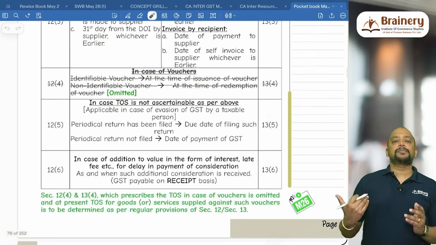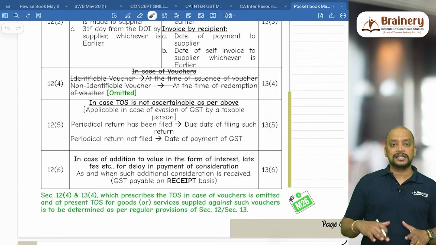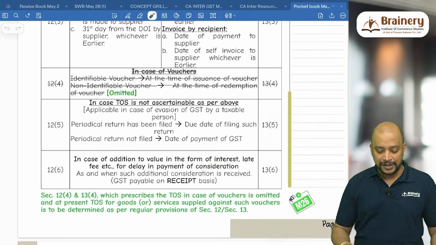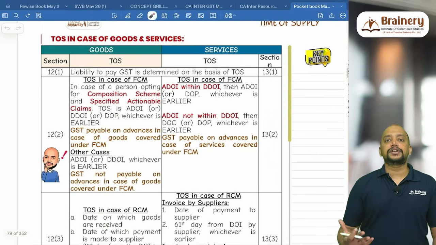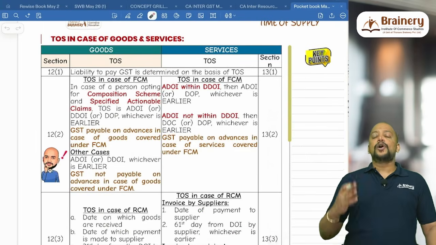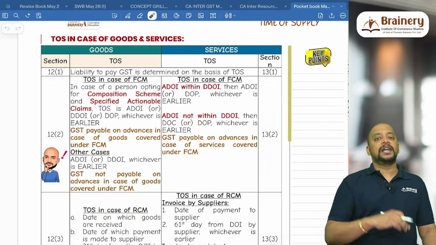Subsection 5, time of supply in residual cases, and subsection 6, time of supply in case of interest, late fee or penalty for delay in receipt of consideration. So in case of 12 subsection 2, time of supply for goods FCM, first we need to check: is it composition scheme or specified actionable claim versus others.